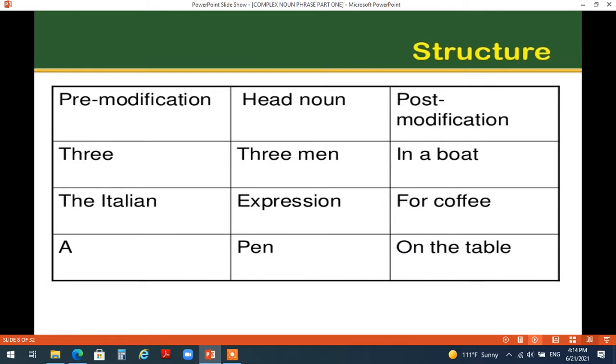Also here you can see the structure of a complex noun phrase. First we have pre-modification like the word 3 or the Italian or the article a. And we have head nouns, for example, men, expression or pen. And we have also post-modifiers, for example, in a boat, for coffee, on the table. So in this case, we have a head noun and we have pre-modifiers and we have also post-modifiers. So in this case, we have complex noun phrases.